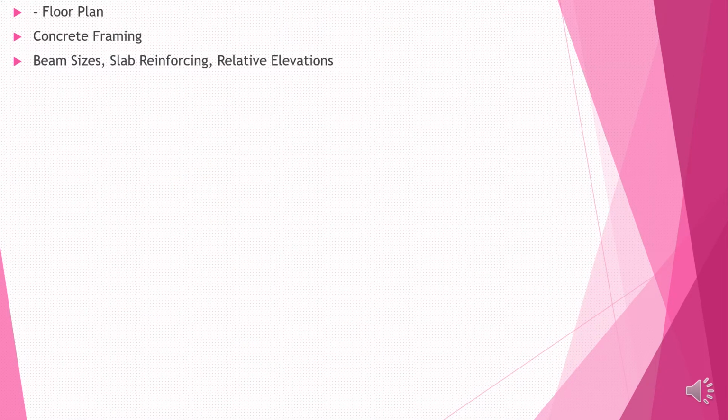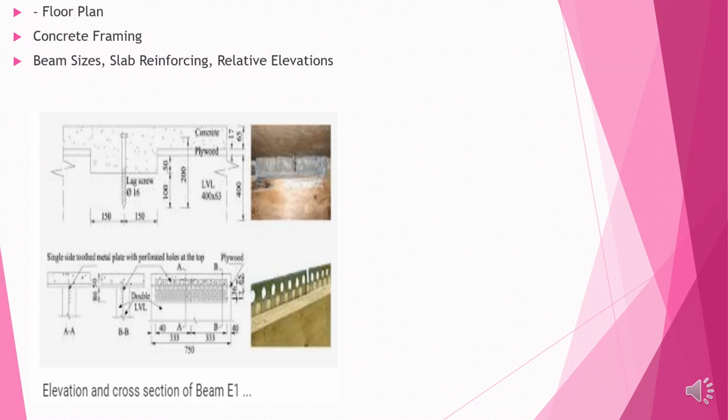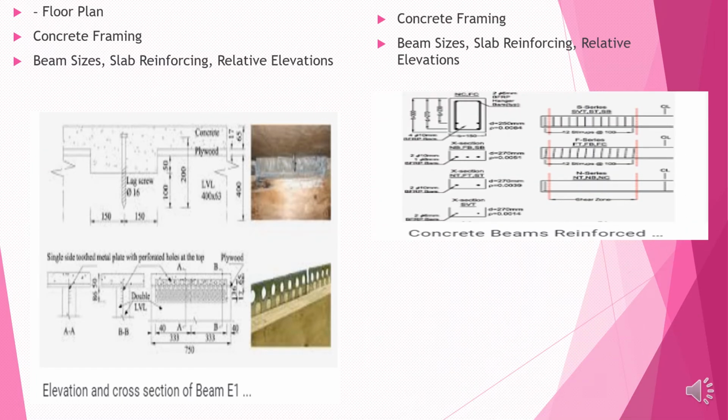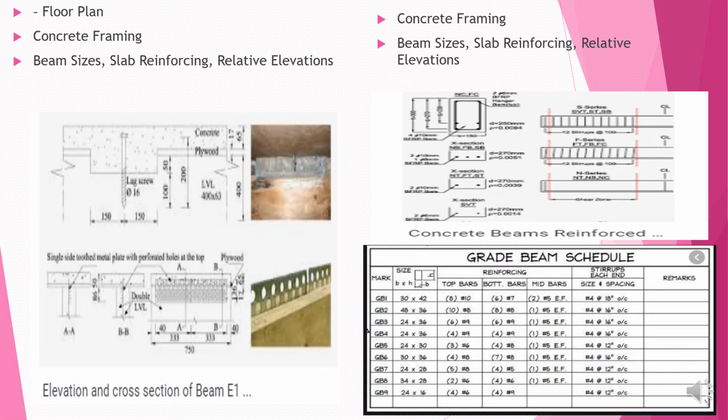Now, concreting framing. What I mean by framing is the beams and slabs directions along with their relative elevations. Here you can see what is the level which has been shown. This is the concreting where the nut bolt has been driven. This is a section of the beams. If you come to the reinforcement details, it will show the stirrup sizes and how many stirrups, everything provided for this particular beam schedule. Everything will be shown.